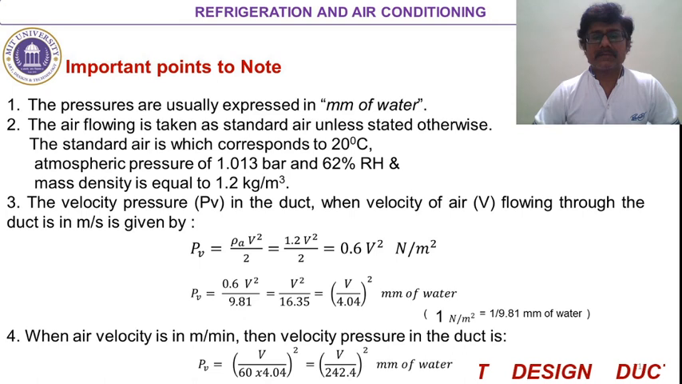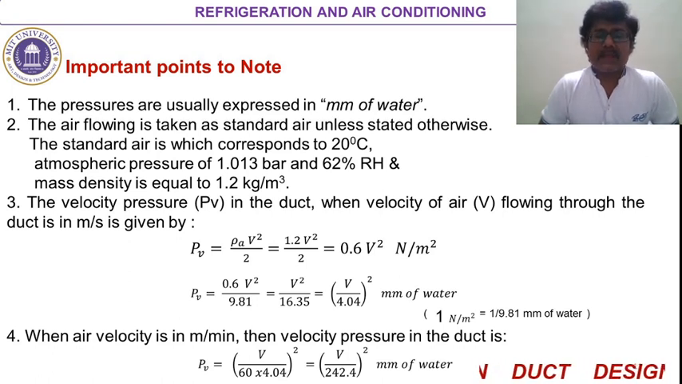The velocity pressure in the duct, when the velocity of the air V is given to us in meter per second, can be given by the formula PV equal to rho A V square divided by 2. Rho A is the density of the air that we have mentioned as 1.2. So 1.2 into V square divided by 2 comes to 0.6 V square. This is expressed in the unit Newton per meter square.